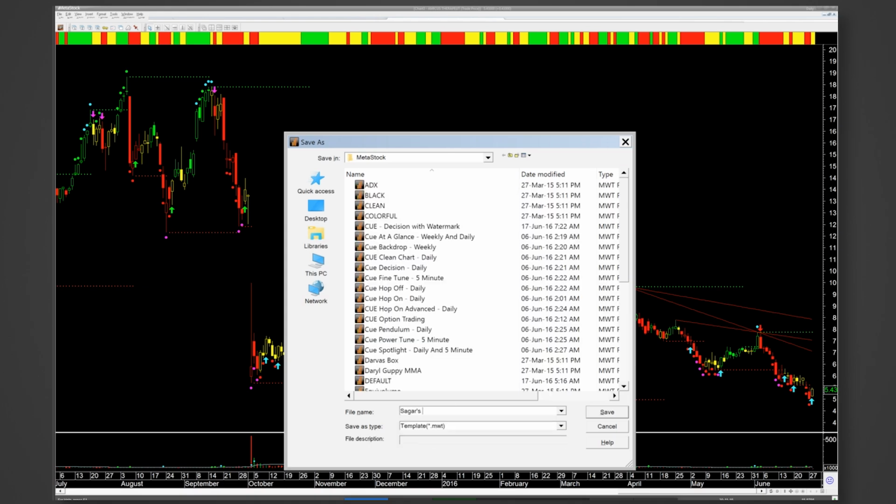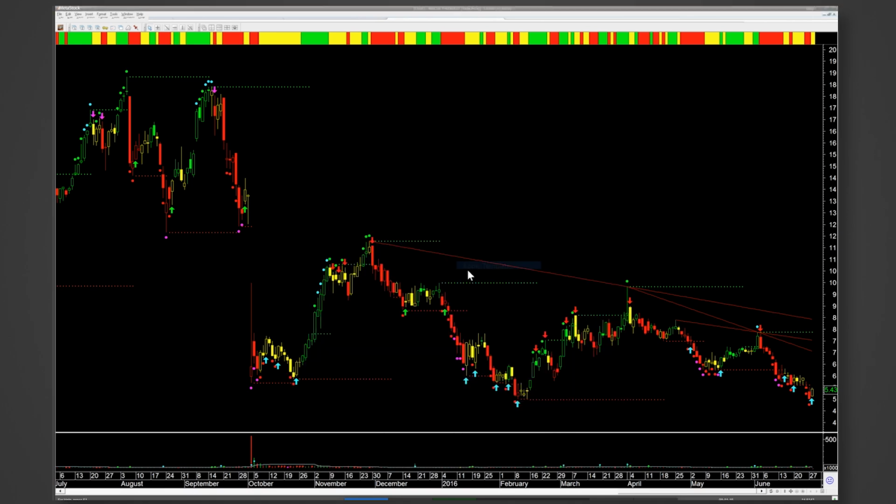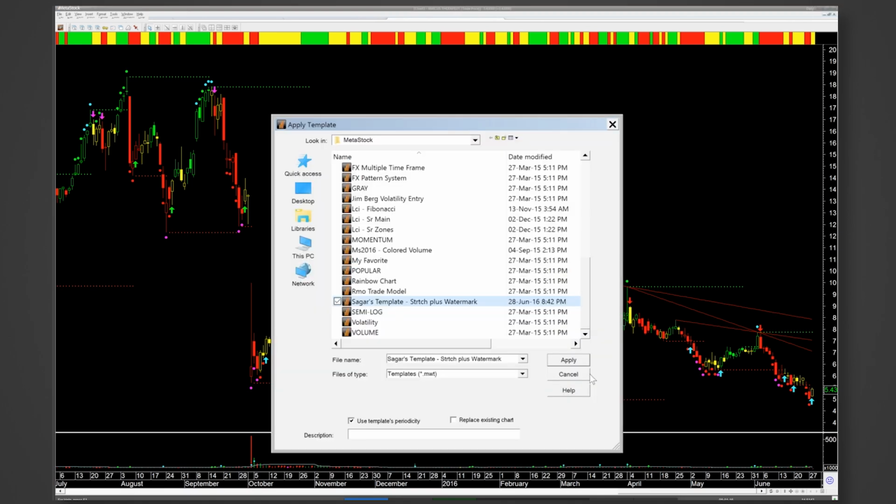And once you combine, you can go to File and save it as your own template. So you can just save as, say, Sagar's template stretch plus watermark, and you can save it.